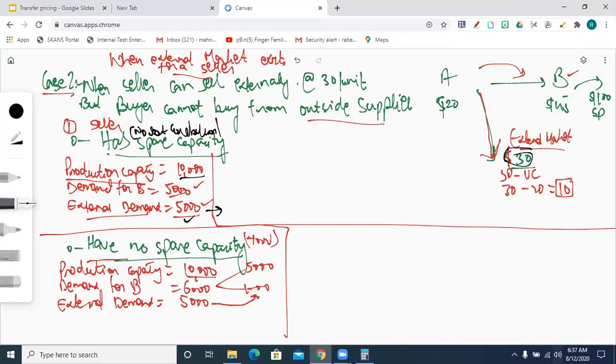But when it has spare capacity, there's no lost contribution. So the rules are the same as before. Then what would be the minimum transfer price in this scenario? You would be happy if the minimum transfer price is more than 20, because he has spare capacity. So anywhere, but not less than 20, because in that case he's just getting nothing. So it would be greater than 20.